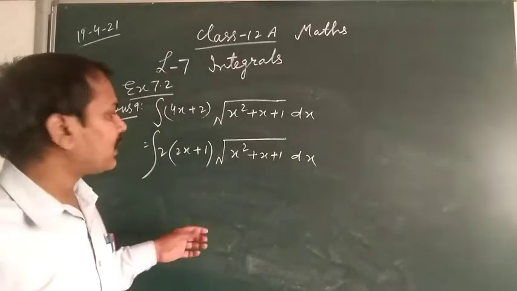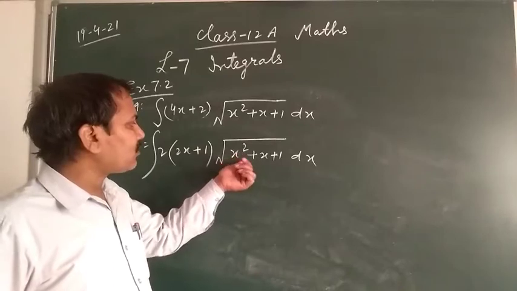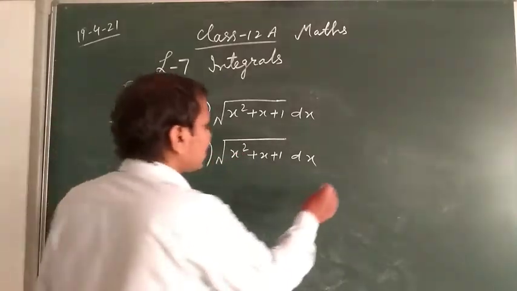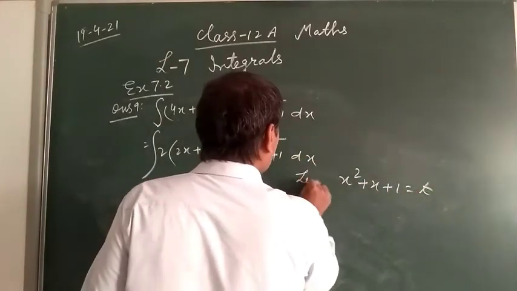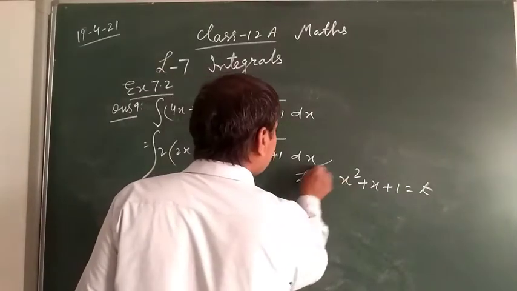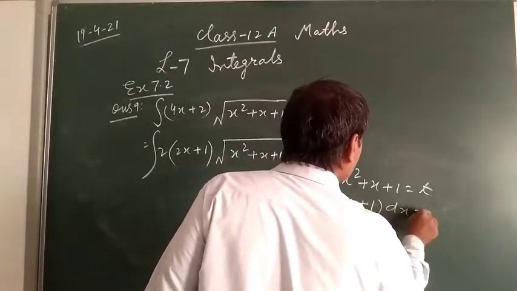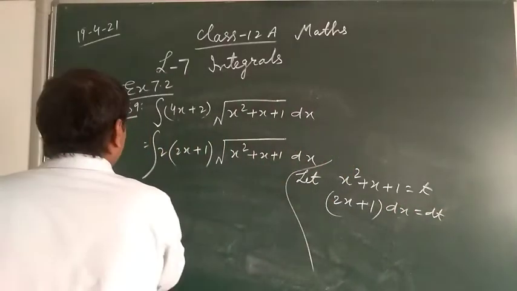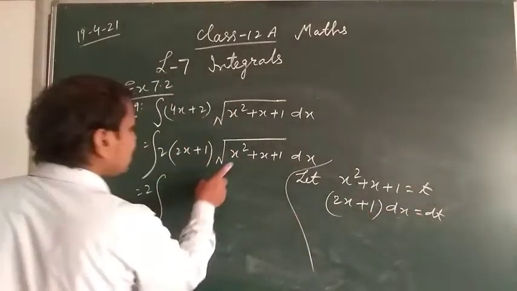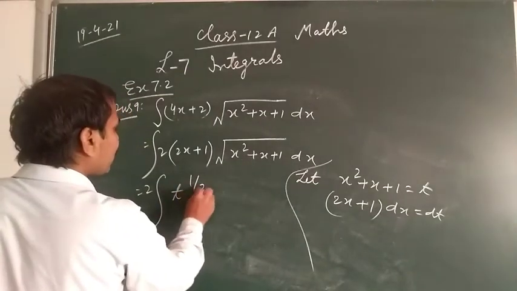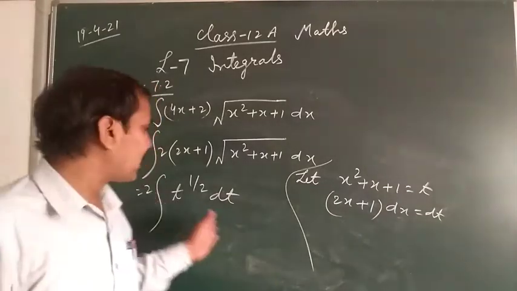And here it is clear that if we suppose this as t, then in its differentiation 2x plus 1 will come. So suppose x square plus x plus 1 is equal to t. Then differentiate it: 2x plus 1 dx is equal to dt, and the constant 2 will be out. So 2x plus 1 dx will be dt, and in place of this, t power 1 by 2. So it is converted to the previous question. Directly apply the formula.